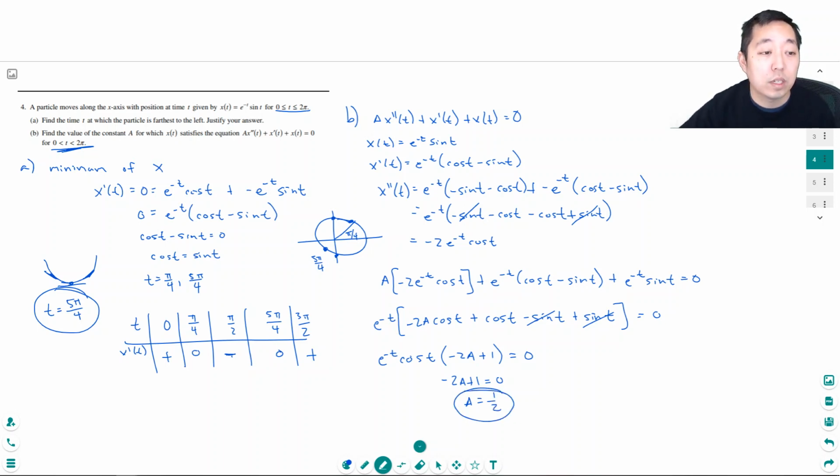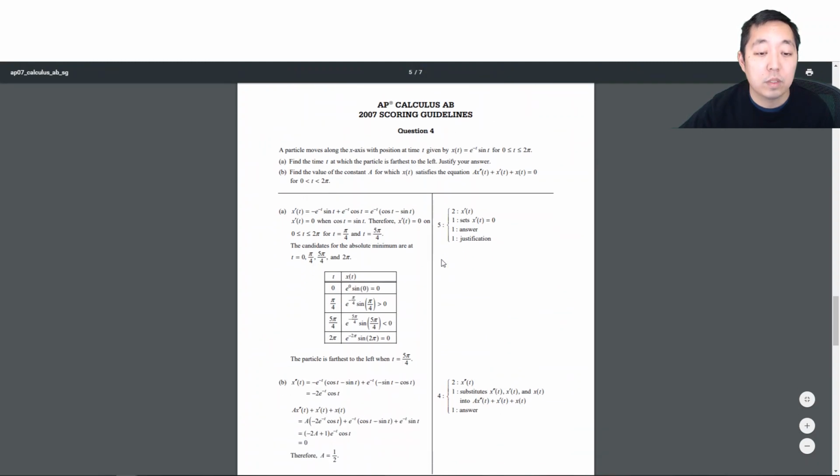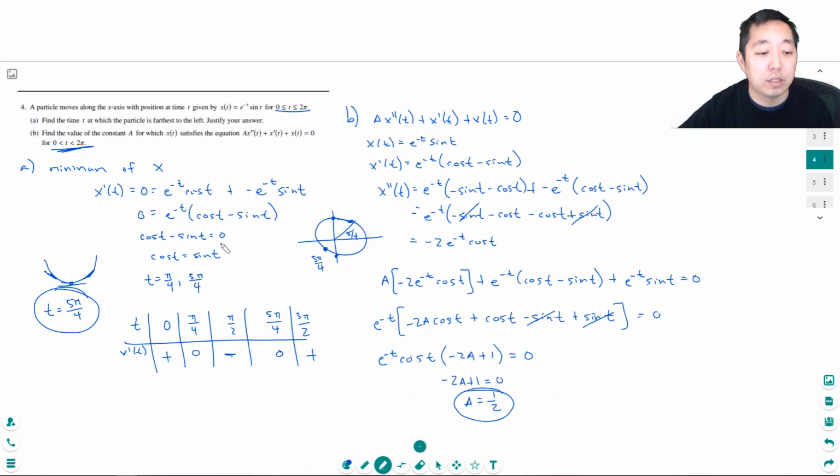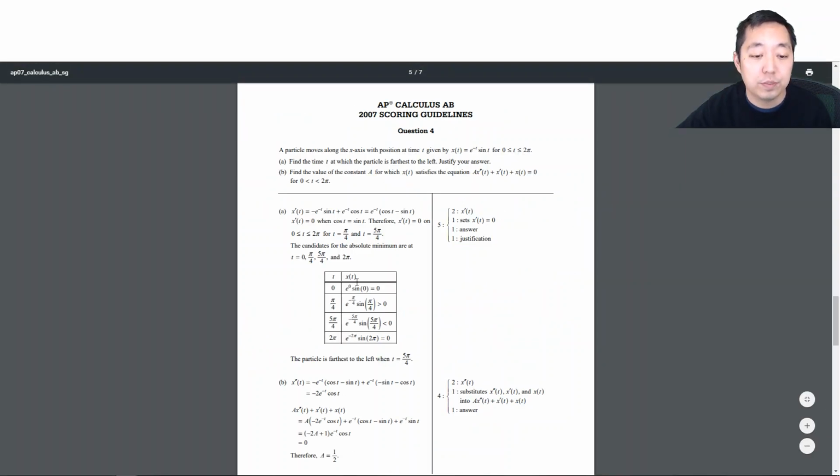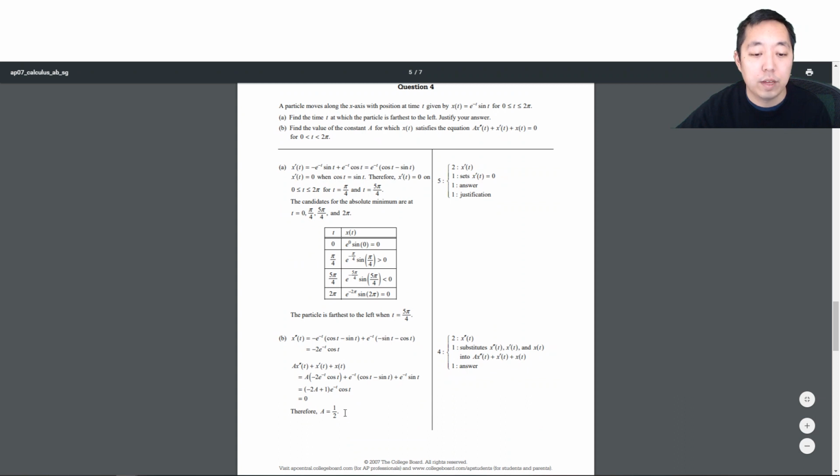Okay. Let's look at how we did. Farthest left, t equals 5 pi over 4. Oh, I should have checked 0 and 2 pi. I didn't check the endpoints technically on the position if I wanted the absolute minimum, because I only found the relative minimum for A. So I should have lost points for some of that. I should have checked the position at 0 and the position at 5 pi over 4. So I only did maybe the first part of this. And then I got a equals 1/2 here.